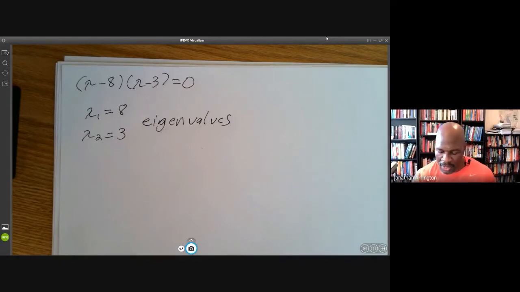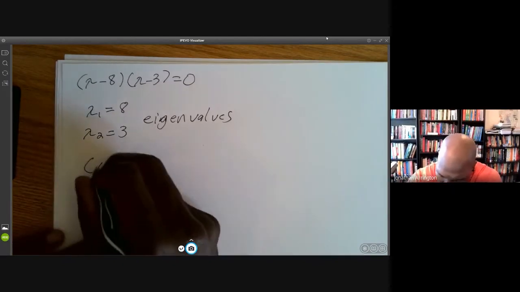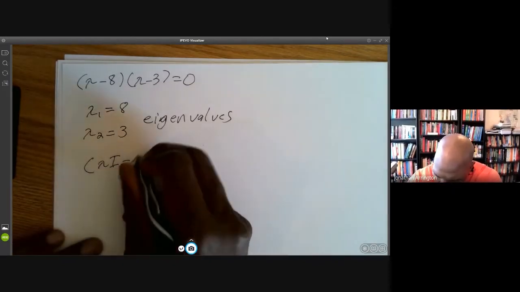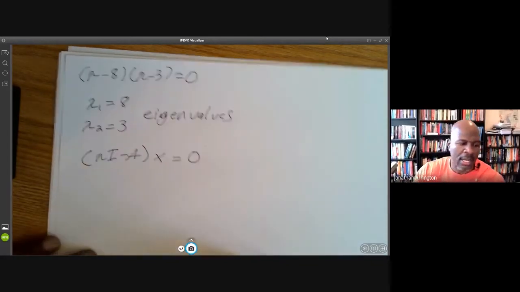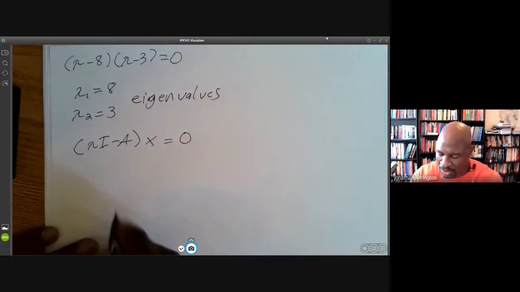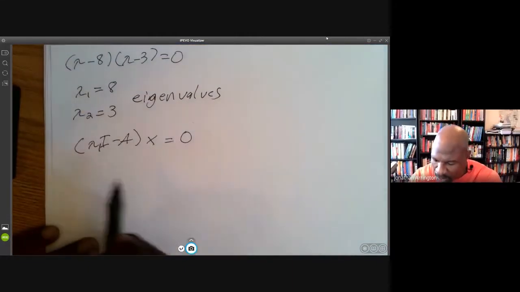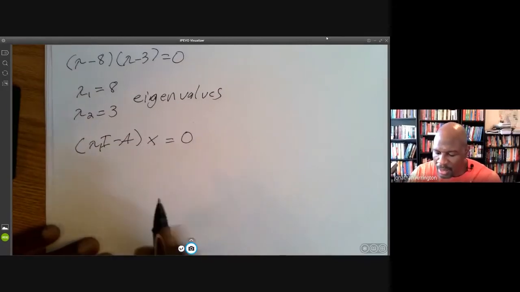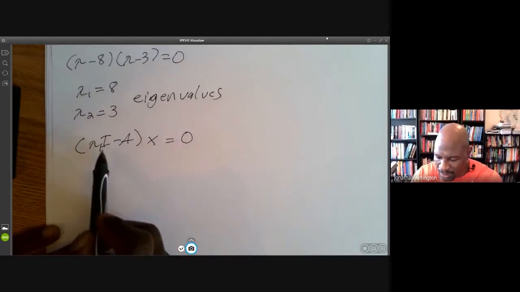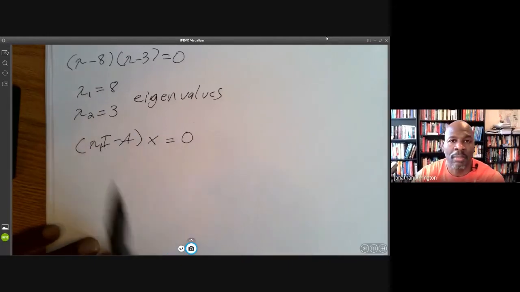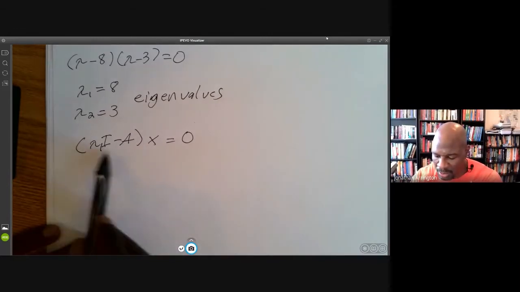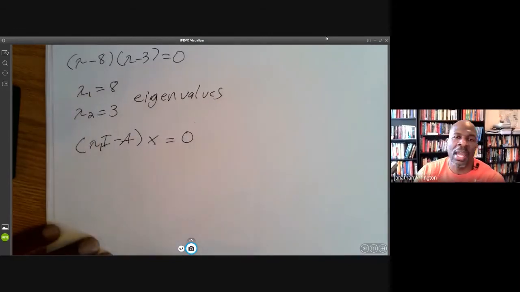All right, let's go ahead and find our eigenvector. How do we find our eigenvector? Well, we do lambda I minus A times x equals 0. Now in this equation, this is a certain lambda. First I'm going to do it for lambda 1. So lambda 1 I minus A. Remember that I is just the identity matrix, with ones across the main diagonal and zeros everywhere else. Since it's getting multiplied by 8, it's going to be 8 across the main diagonal and zeros everywhere else.